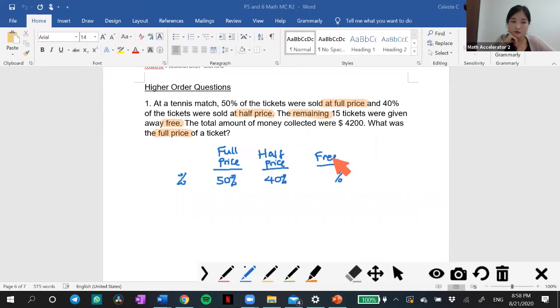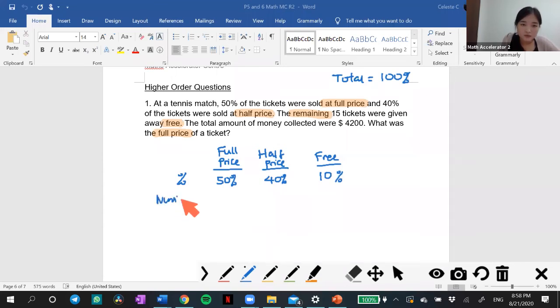Good. Shakira. Ayman. Okay, not sure. You look up on the screen. Total is always 100%. To find the percentage for the free, you have to take away 50% and 40% to get the free percentage here. So that will be 10%. 100 minus 50 minus 40. Yeah, correct. 10%.